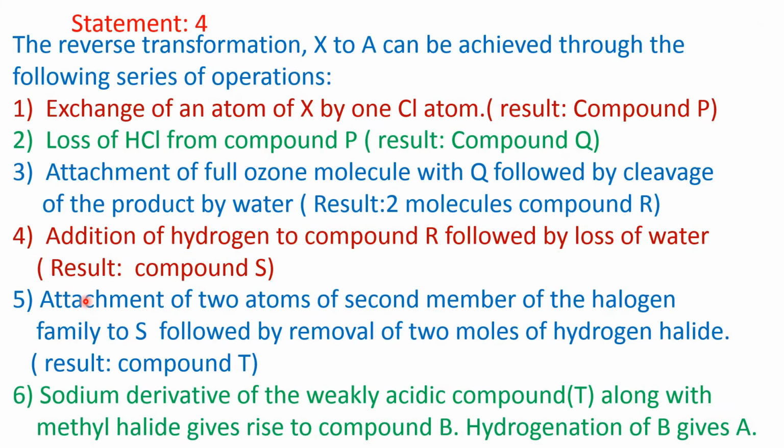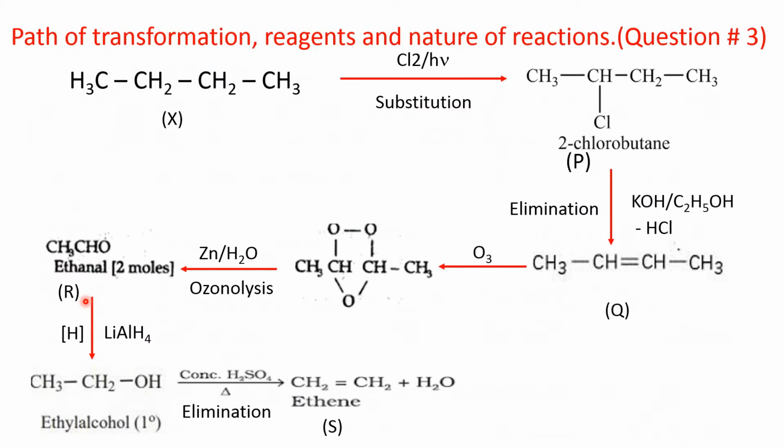Now, fourth part. Addition of hydrogen to compound R followed by loss of water results in compound S. Now, R is the ethanal. When aldehydes or ketones or carbonyl compounds are reduced by any reducing agent, say here we have taken lithium aluminium hydride, then alcohol is formed. From aldehyde, primary alcohol is formed. So this is acetaldehyde, 2 carbon atoms. So the reduction product is primary alcohol, which is ethanol.